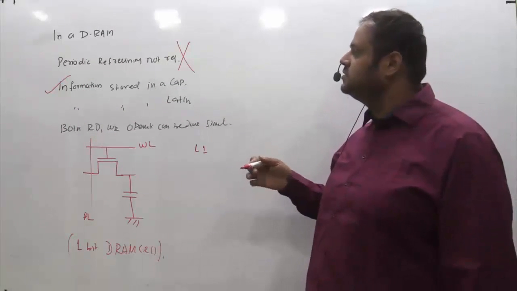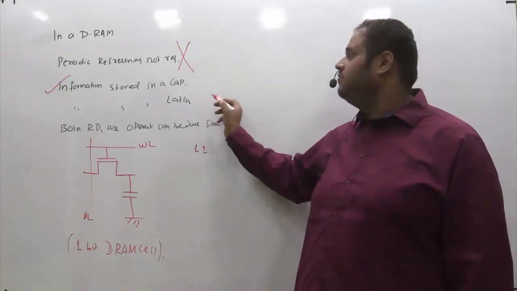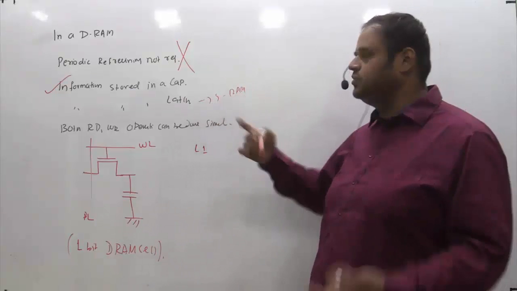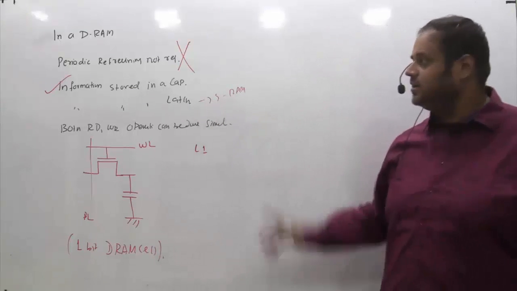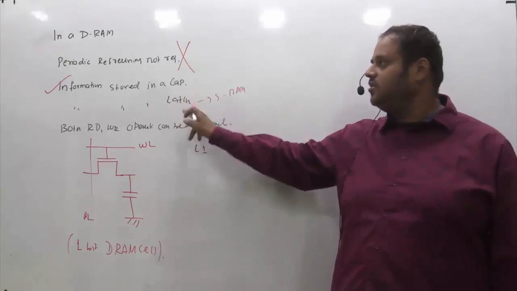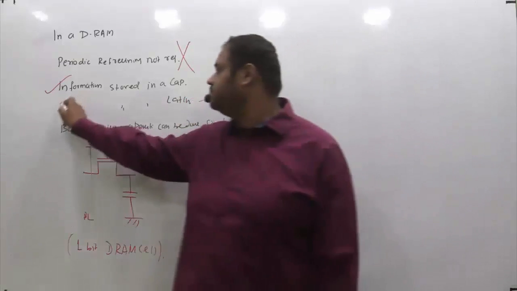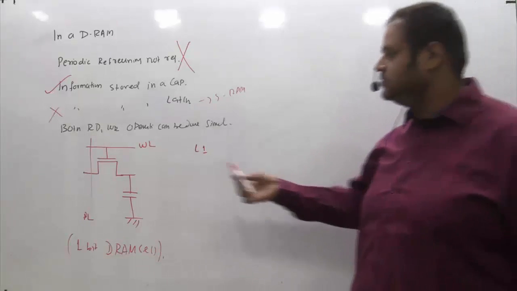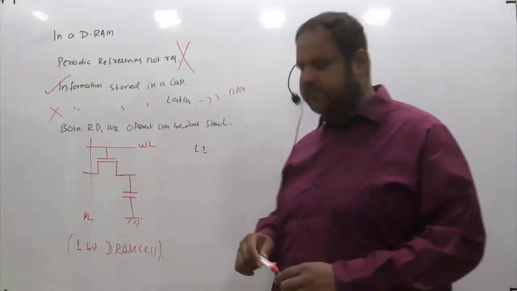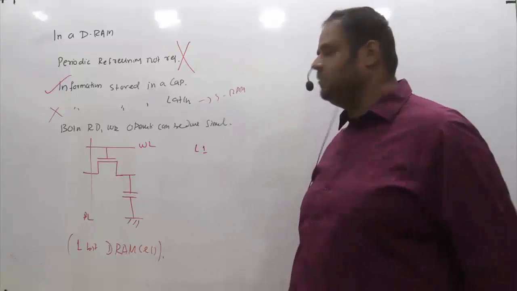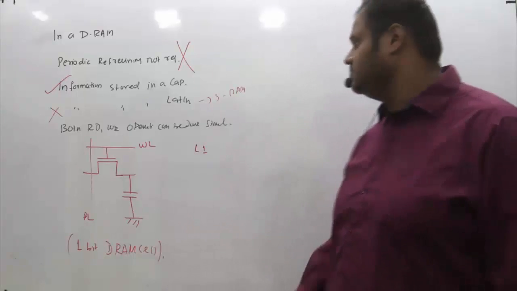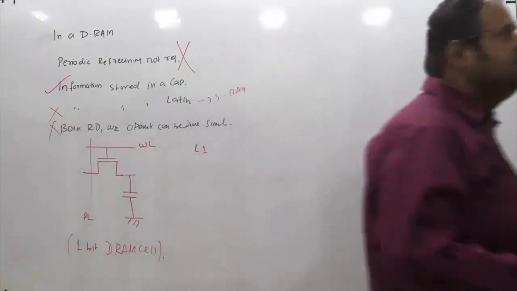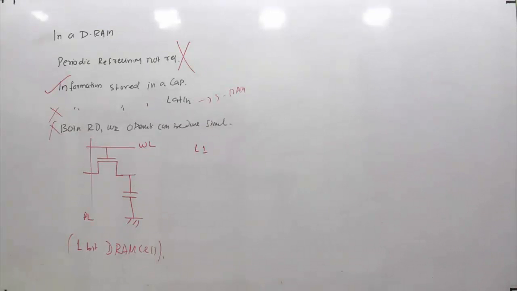The third one says information is stored in the form of a latch. That happens in the SRAM case, where we connect back-to-back inverters, but that is not the case here. This will be true for SRAM, not for DRAM, so it is a false statement. Both read-write operations can be done simultaneously: this is again wrong. We have a read-write buffer, so at a time only one function happens. Reading and writing simultaneously, how would that happen? That is again a meaningless statement. So the answer is the second statement: information in a DRAM is stored in the form of a capacitor.